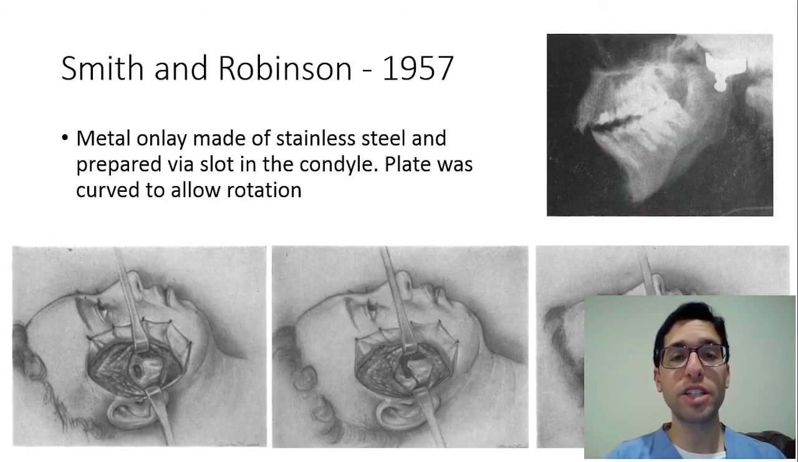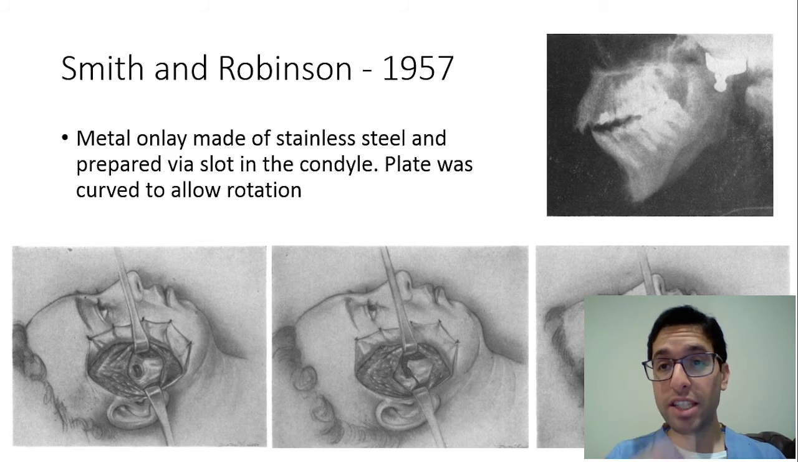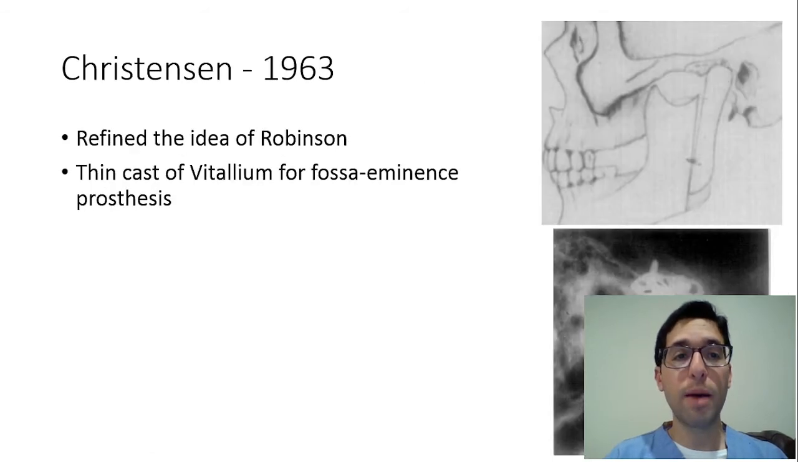Finally, Smith and Robinson, 1957, had a fossa prosthesis that was kind of clever. They designed a slot, a slot prep, and they would just slide this in, and it had a rotational aspect. So I guess this is the first time it's starting to look more and more like a modern day prosthesis, because they were trying to account for that hinge movement.